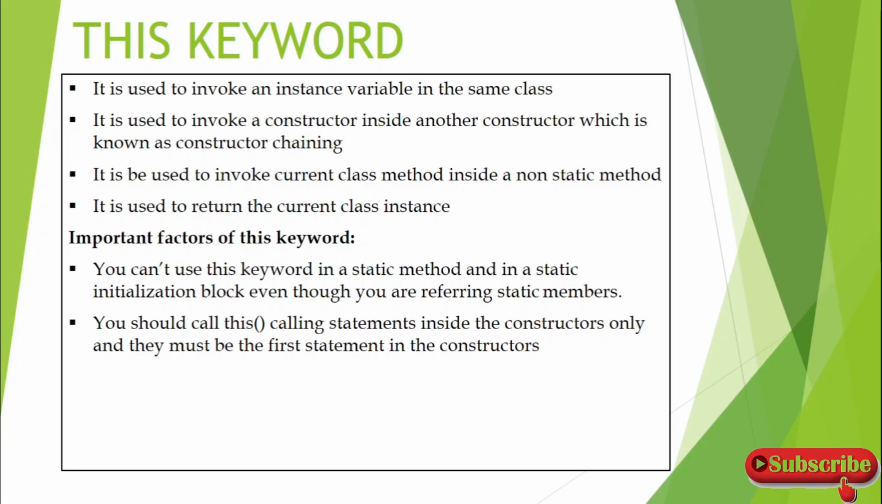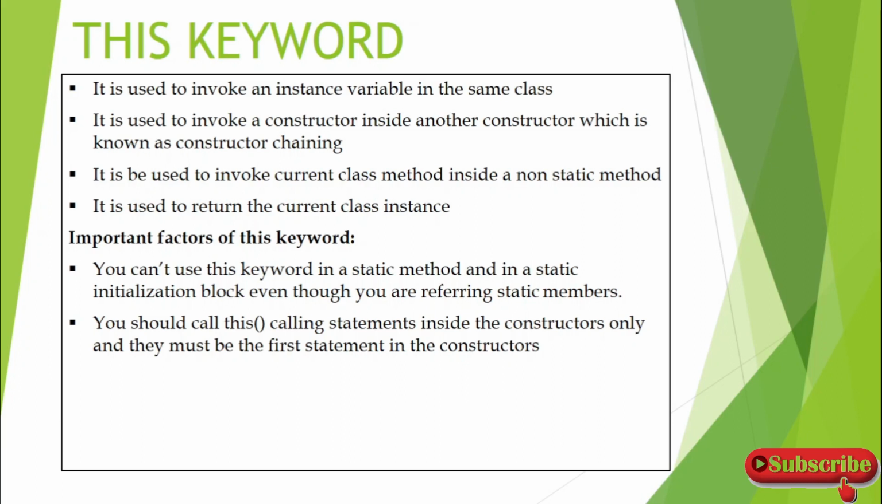And the second one is the constructor. You can invoke a constructor inside a constructor, which we call constructor chaining. The third point is you can invoke current class methods. That should be done inside a non-static method. Inside a static method, you cannot use the this keyword. And the fourth point is it is used to return the current class instance. You can create a method and return the current class instance using the this keyword.